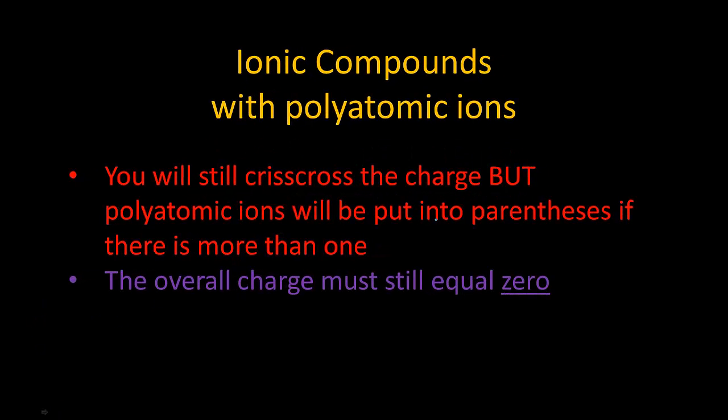First thing, you're still going to crisscross the charge, but the polyatomic ion will be put into parentheses if there's more than one. The overall charge must still equal 0, as it does in all of our ionic compounds.